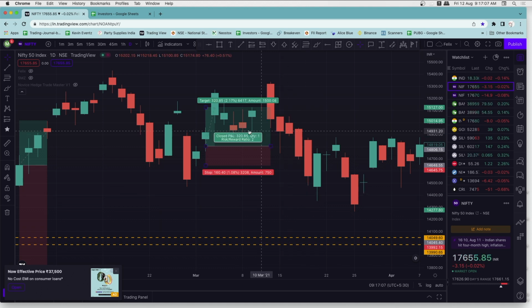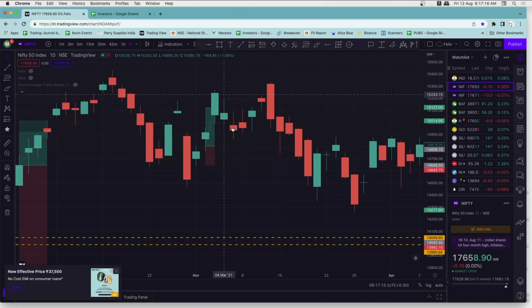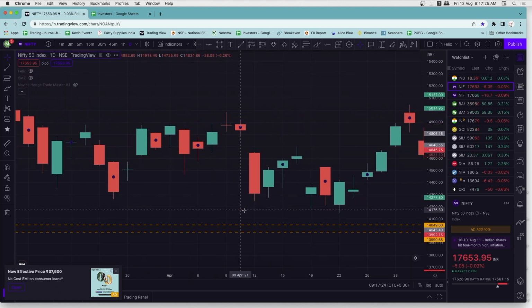Our target has been achieved on the next day itself. This is the day we have taken the trade. Second day we have taken the trade, and third day itself the target was done. So this is very useful. Continuously for 3 months we have seen positive results.